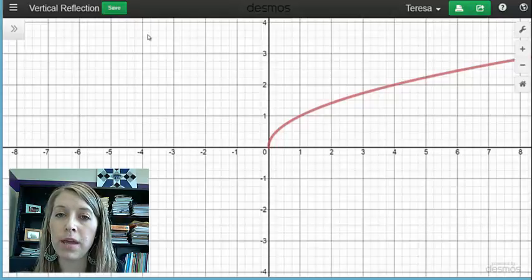Okay, so you see that I have my basic graph here. Hopefully right away you can pick out which function this is. Hopefully you know right away this is y equals square root of x.